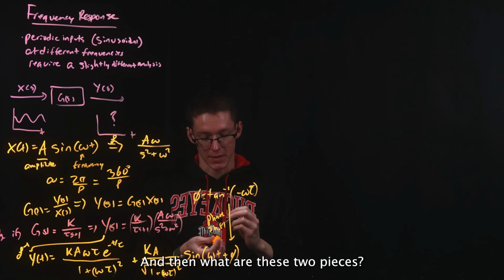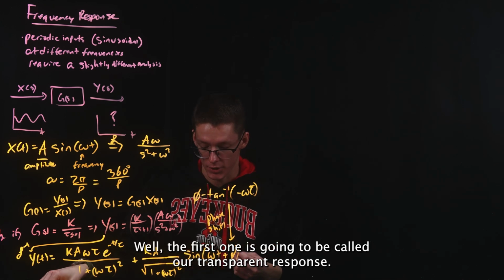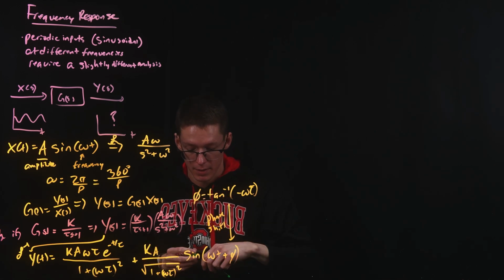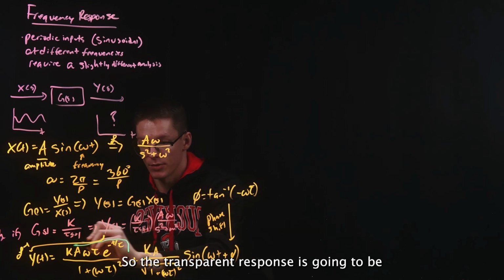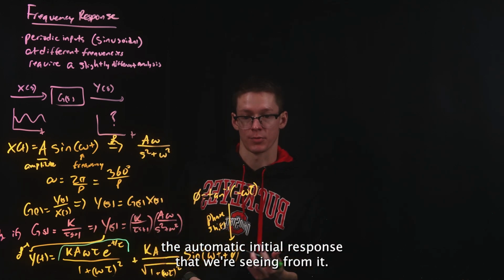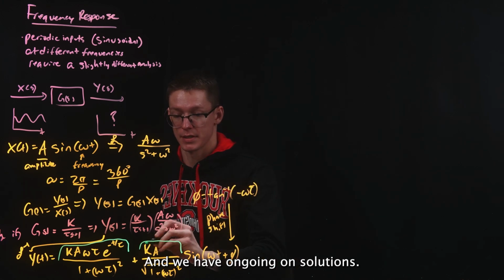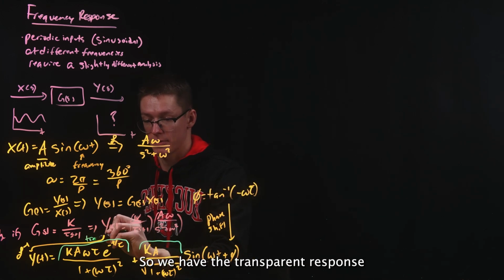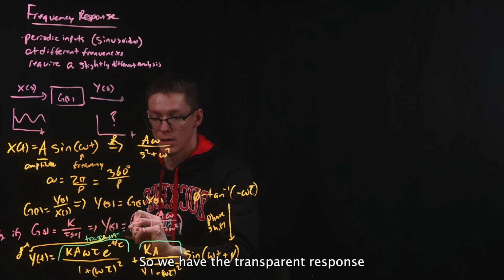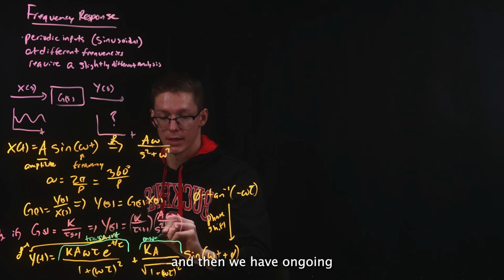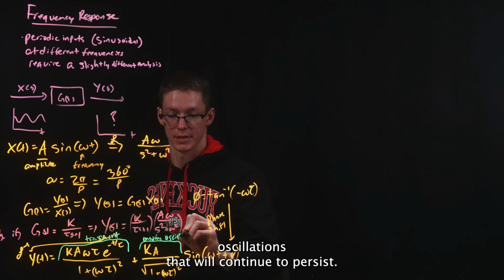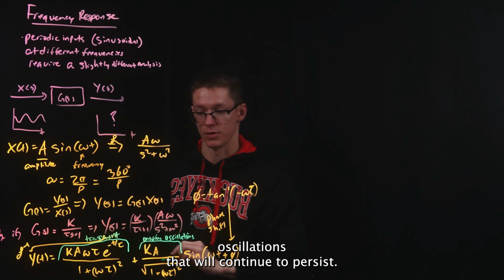And then what are these two pieces? Well, the first one is going to be called our transient response. So the transient response is going to be the automatic initial response that we're seeing from it, and then we have ongoing oscillations that will continue to persist.